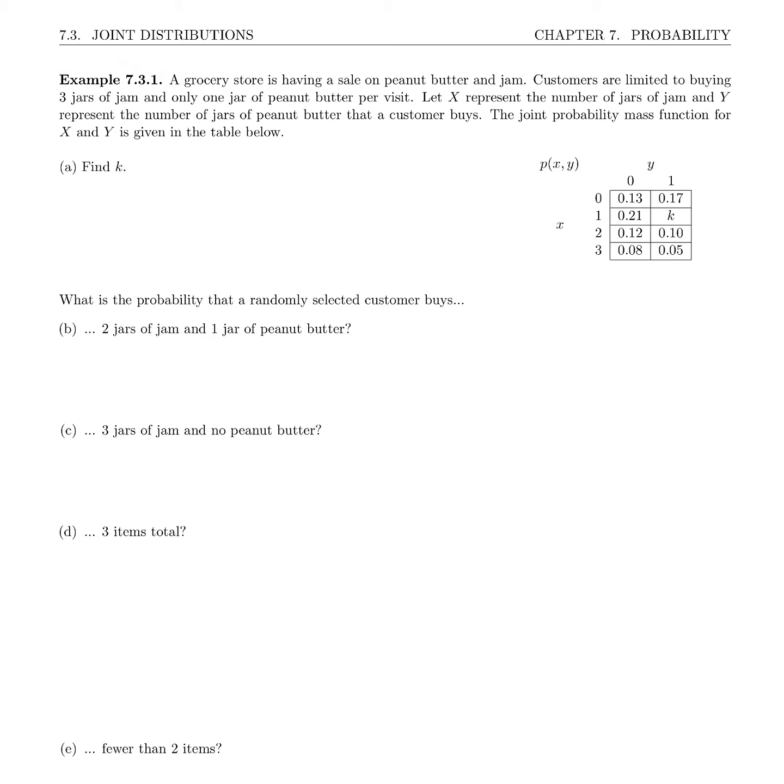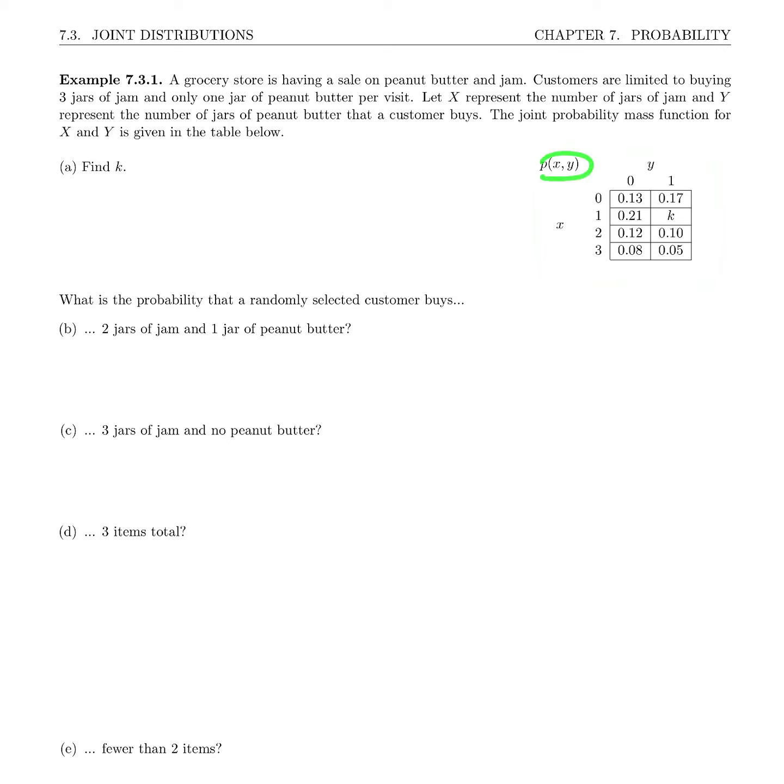A grocery store is having a sale on peanut butter and jam. Customers are limited to buying 3 jars of jam, but only 1 jar of peanut butter per visit. Let's let X represent the number of jars of jam, and Y represent the number of jars of peanut butter that a randomly selected customer will buy. The joint probability mass function, or joint PMF, for X and Y is given in the table below.